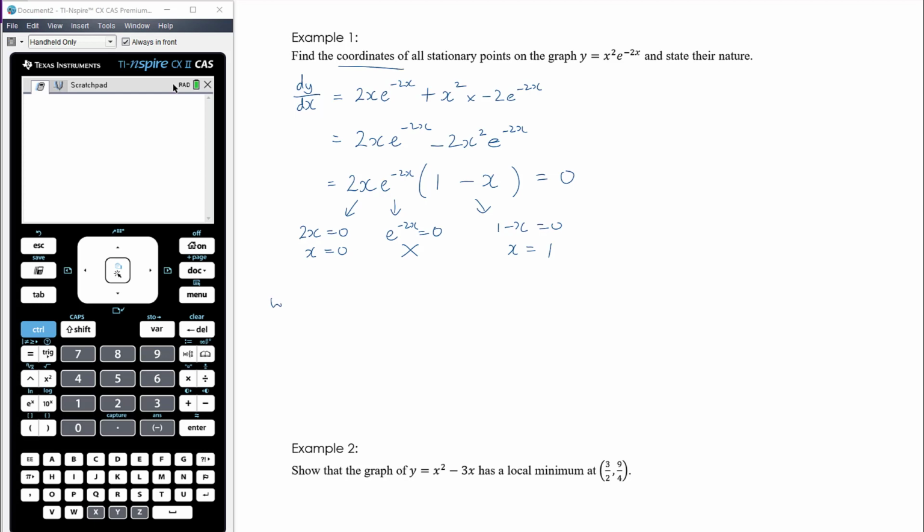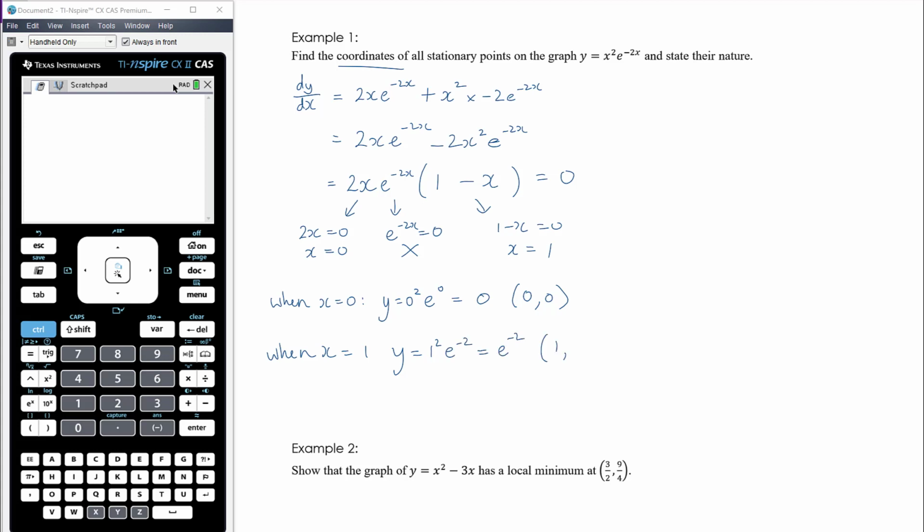Okay, so when x equals 0, we want y, not dy dx, so we're substituting back into the original equation. Okay, so when x equals 0, y is going to be 0 squared times e to the 0, so that is 0 times 1, which is 0. So our first stationary point has coordinates 0, 0. And when x equals 1, y equals 1 squared times e to the negative 2, so it's just e to the negative 2.